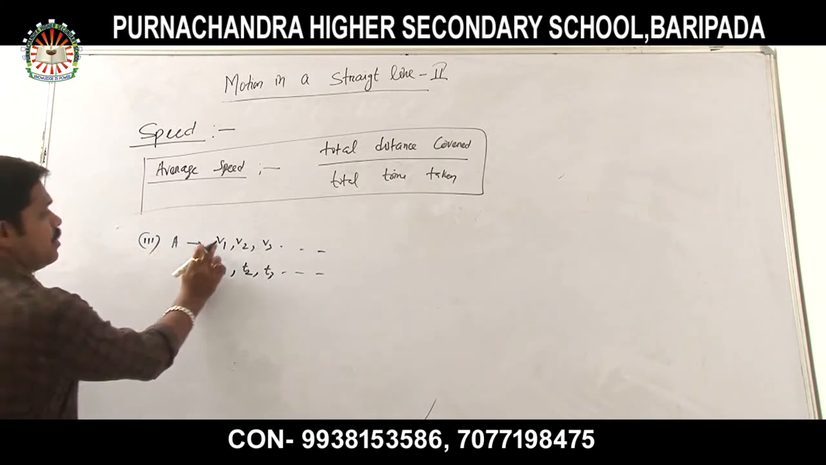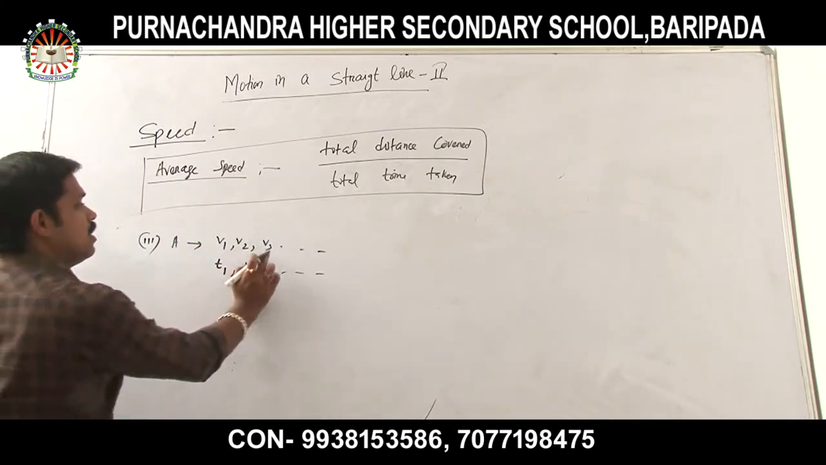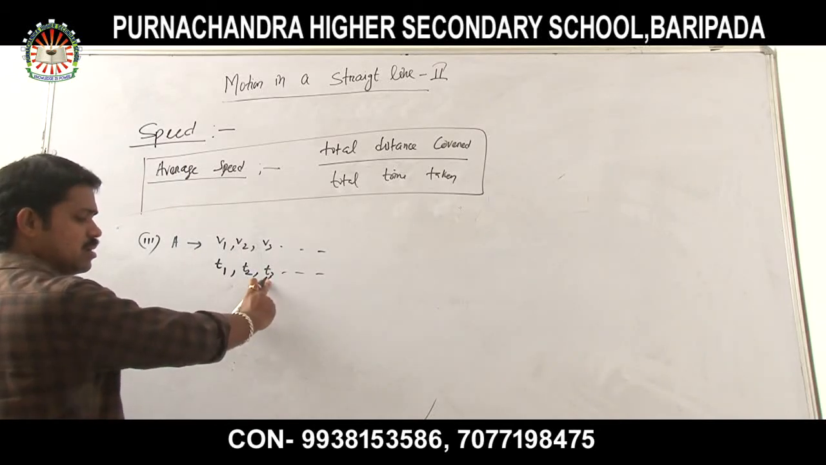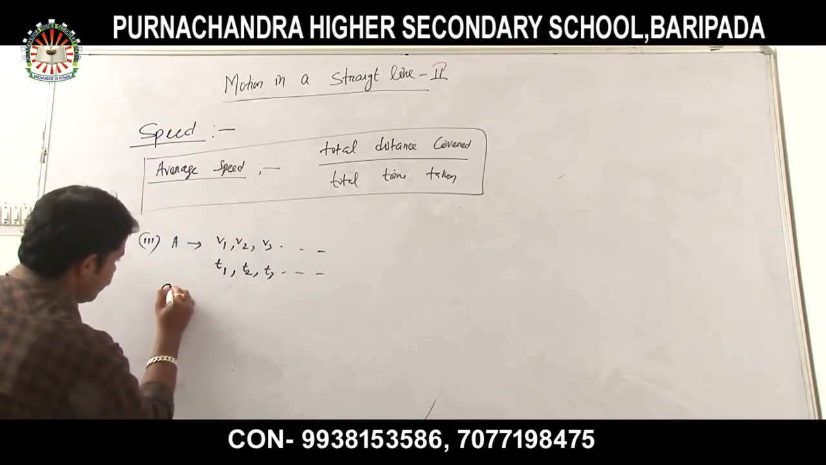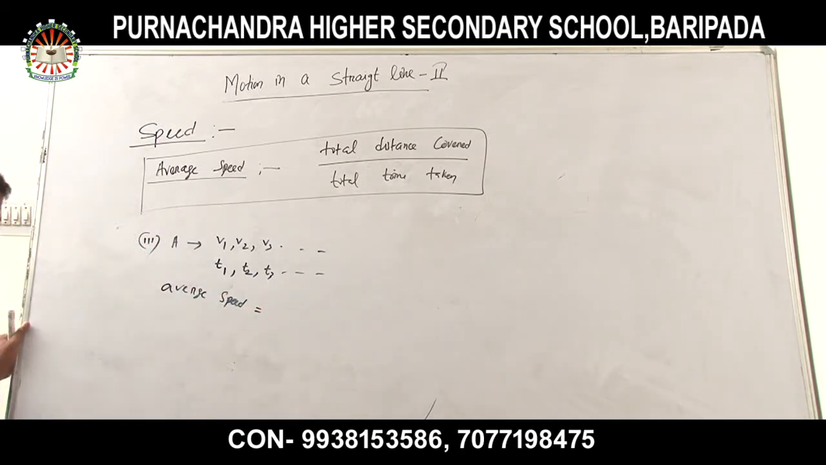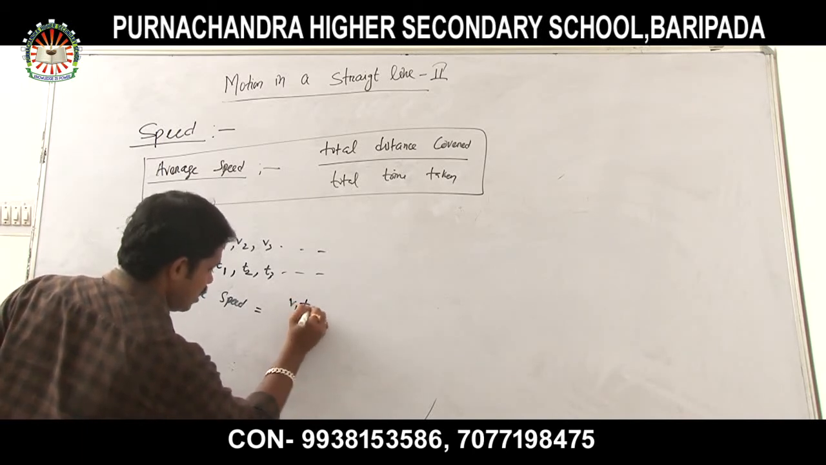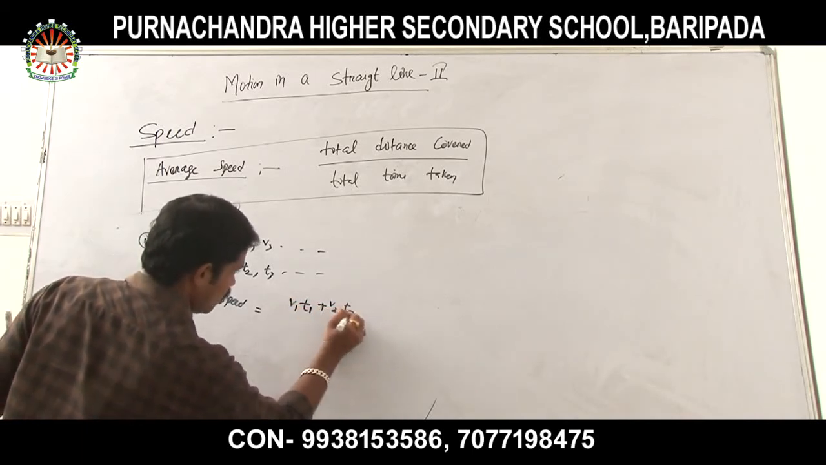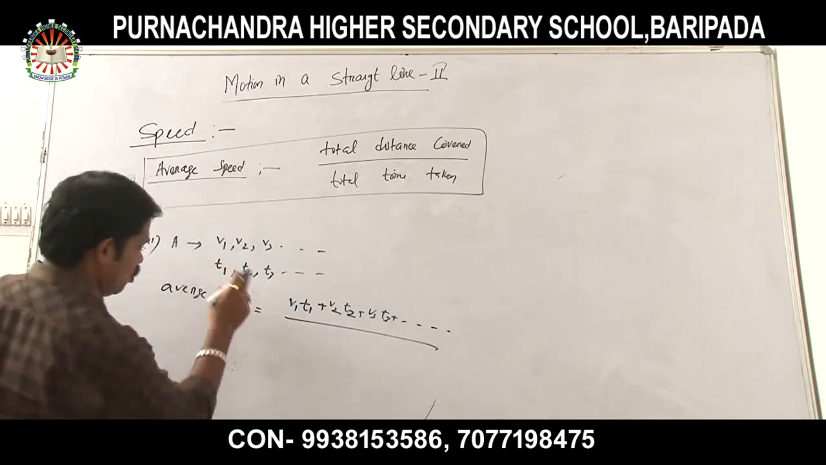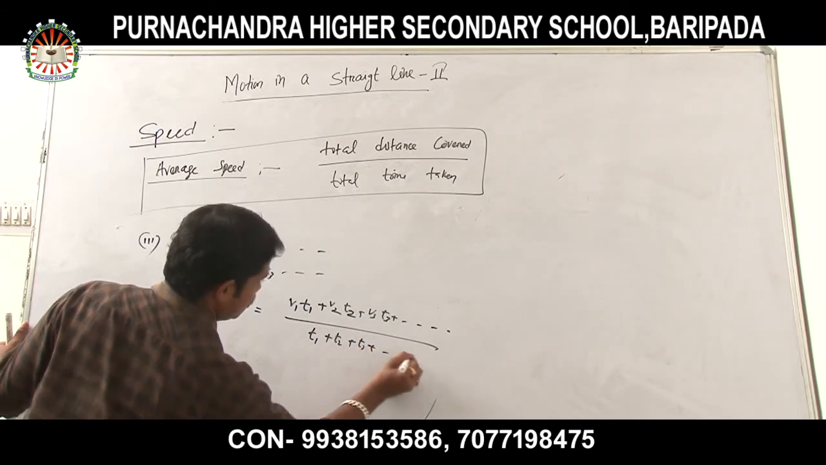That is, the velocity v1 is maintained for a time t1, the velocity v2 for a time t2, the velocity v3 for a time t3. Clear? So in this case, what is my average speed? The average speed becomes v1t1 plus v2t2 plus v3t3 and so on, divided by total time, that is t1 plus t2 plus t3. This is the formula.